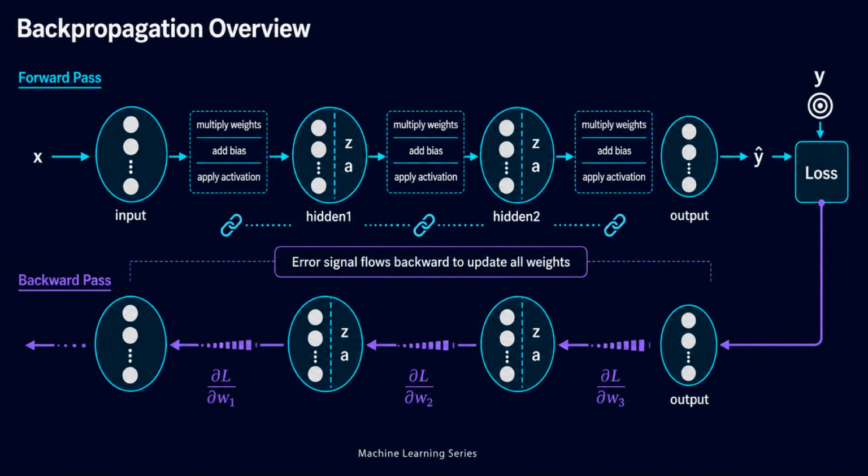Computing the gradient of the loss with respect to every parameter in a deep network could be extremely expensive if done naively. Backpropagation solves this by efficiently computing all gradients in a single backward pass through the network. The key insight is the chain rule from calculus. If the loss depends on a parameter through multiple intermediate computations, you can decompose the total derivative into a product of local derivatives. Errors propagate backward from the output layer to earlier layers, with each layer computing its local gradients and passing the error signal to the previous layer. This makes training deep networks computationally feasible.